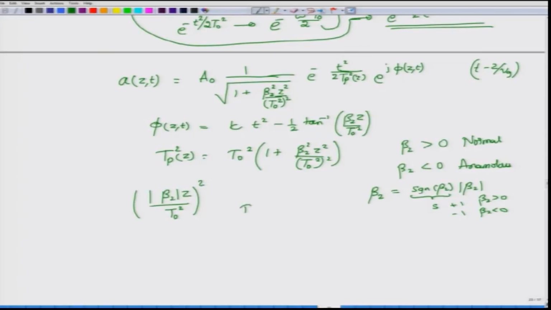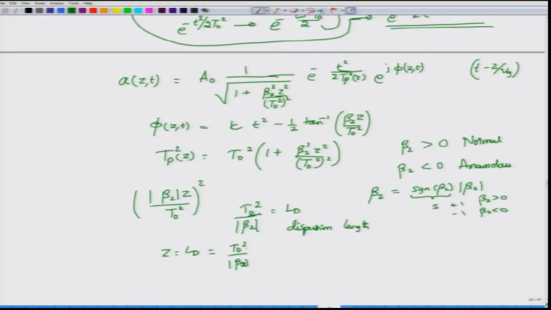Let me go ahead and denote t0 square by magnitude of beta 2 as Ld, and call this Ld the dispersion length. Okay. So, what is this dispersion length? The dispersion length will tell you what happens when z becomes equal to Ld, meaning when z is equal to t0 square by magnitude of beta 2, which of course depends on what t0 you have been given and what the magnitude of beta 2 is at that particular frequency.